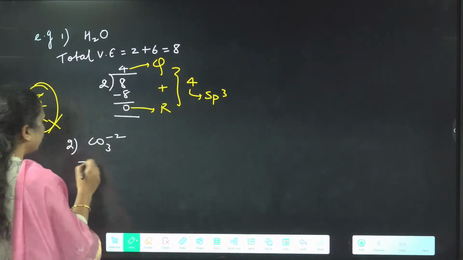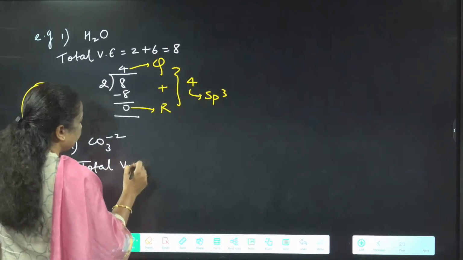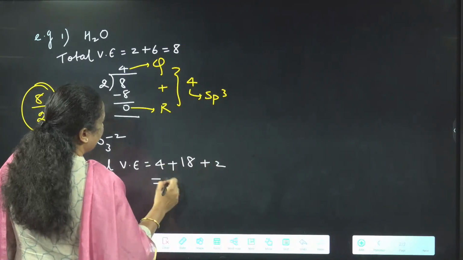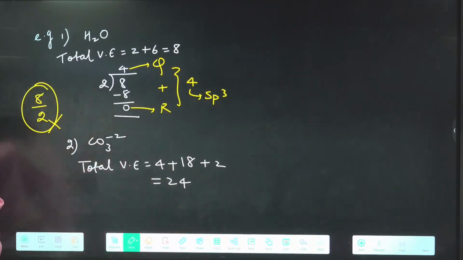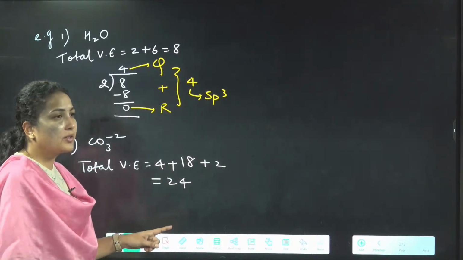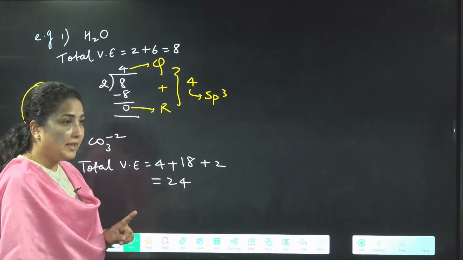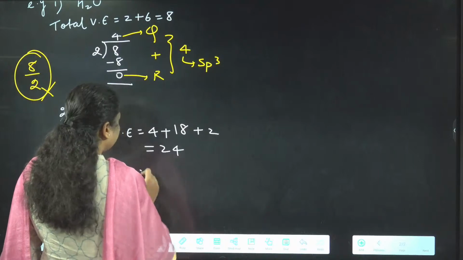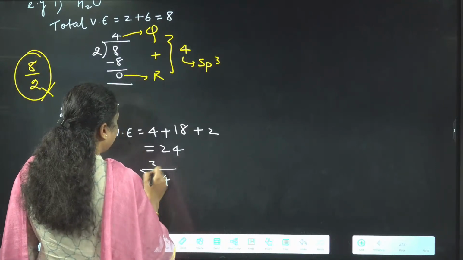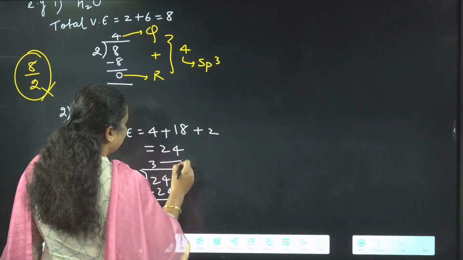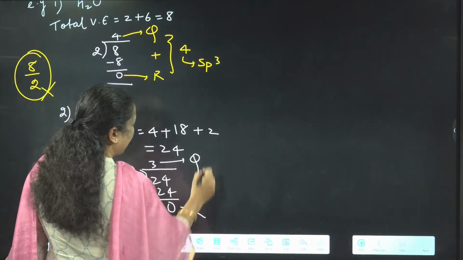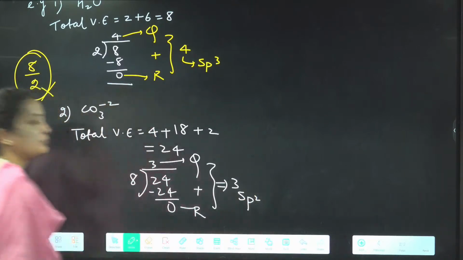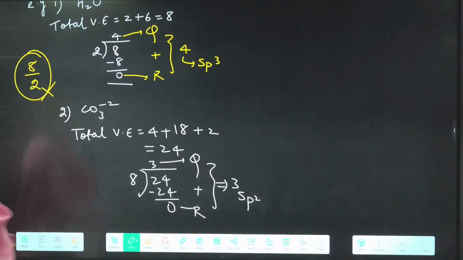Right? Now, second one, let us say I'm giving you CO3 2-. What is the total number of valence electrons here? Carbon 4, 6 into 3, 18, plus 2. Are you having 24? Now, did you analyze the number of valence electrons is 24, which is greater than 8. So I have to divide it by 8 only. So you're writing 8, here 3. Did you get this as quotient, this as remainder? Please add them. You will be getting 3, which implies sp2. Right?